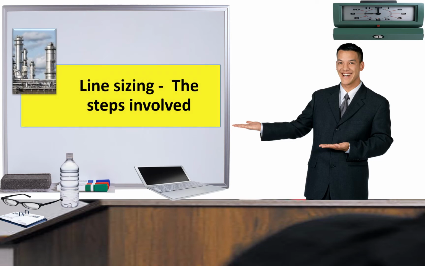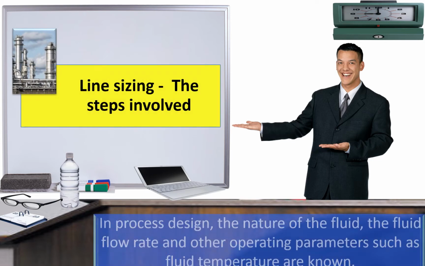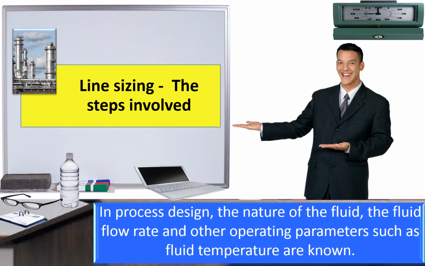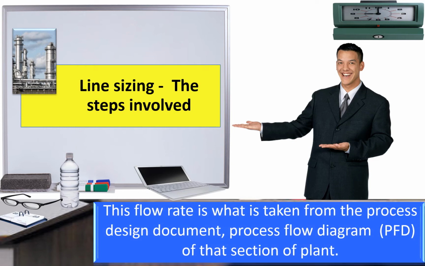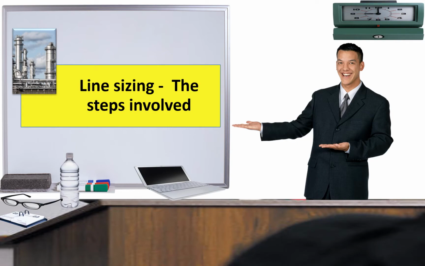Line sizing, the steps involved. In process design, the nature of the fluid, flow rate, and other operating parameters such as fluid temperatures are known. You are required to find the size of the pipe for the given flow rate. The flow rate is what is taken from the process design document, the process flow diagram of that section of the plant.